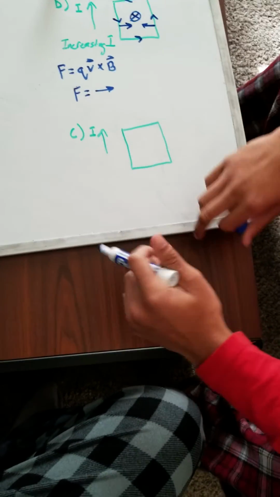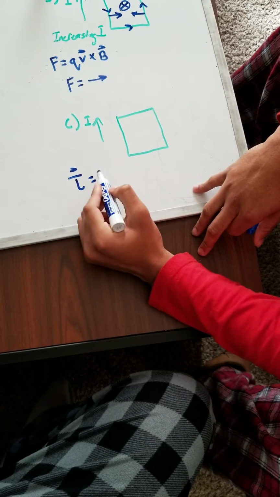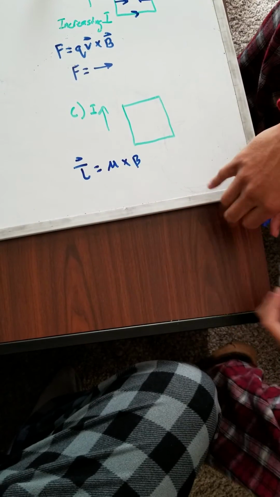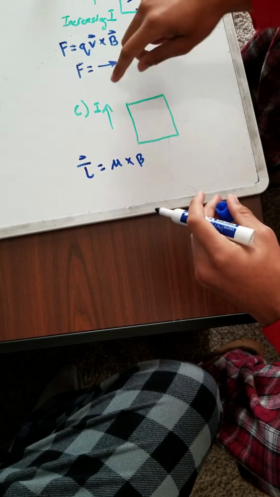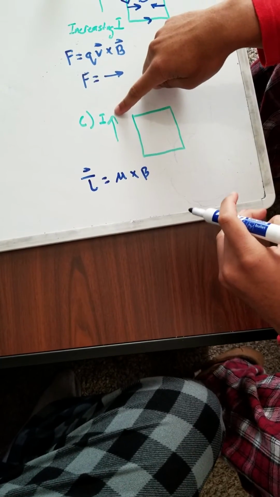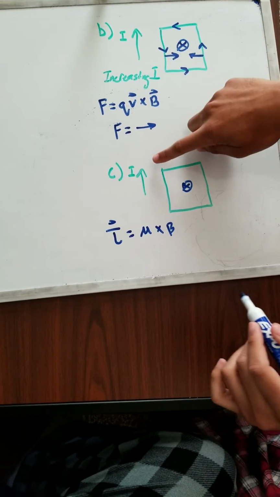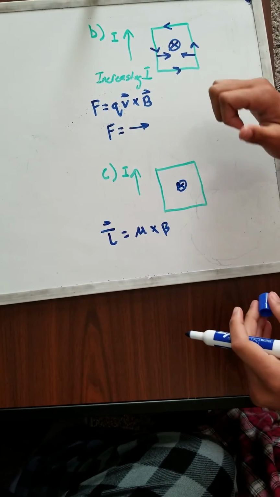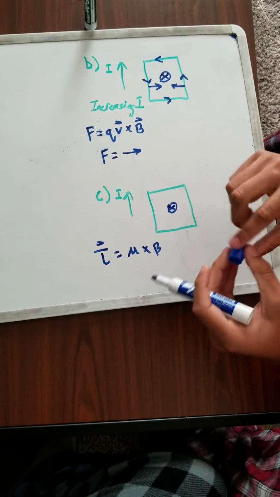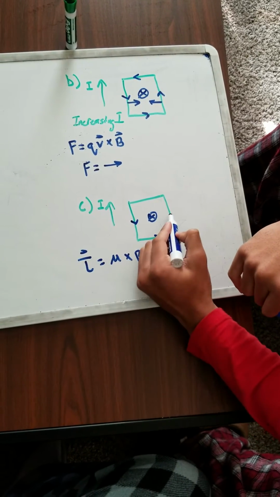Now for C, to figure out the direction of the torque vector, we have to look at the equation torque equals magnetic moment cross the magnetic field. So going back to what we did in B, the current creates an into the page magnetic field. Since it's increasing over time, an induced magnetic field to oppose this change will be created out of the board, inducing a counterclockwise current.